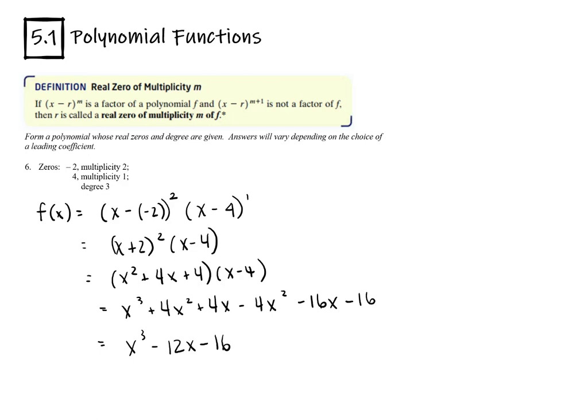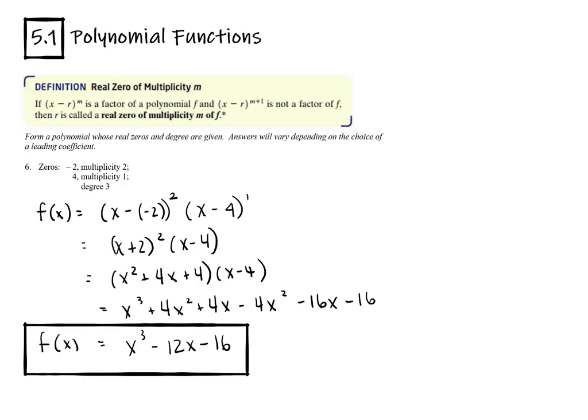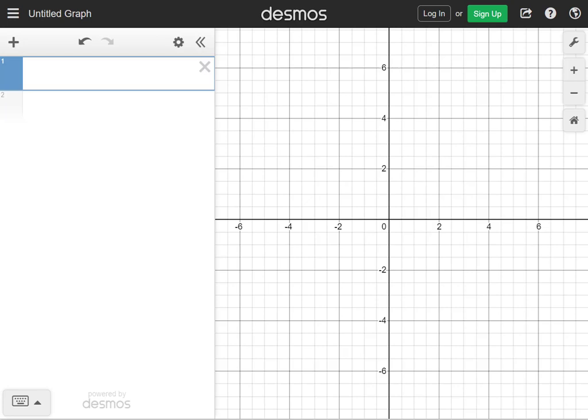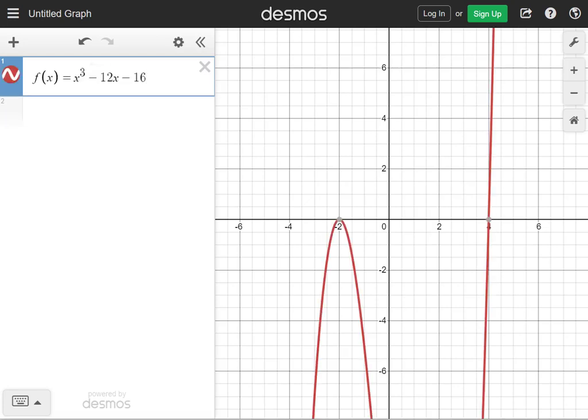And once we simplify, we do want to write it as a function. And that should be our polynomial. If we graph this, we should see that it goes through our zeros in a certain way. So once again, just verifying our work, let's put that function in and see what our intercepts are. I have an intercept at -2 and I have an intercept at 4.